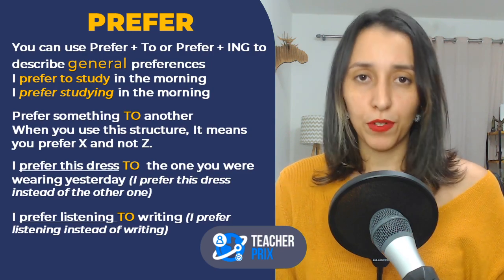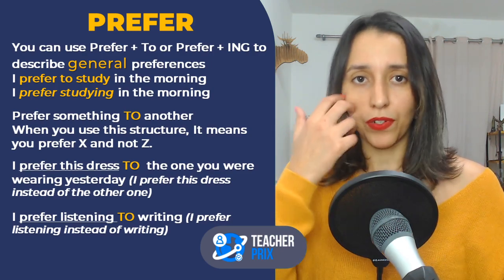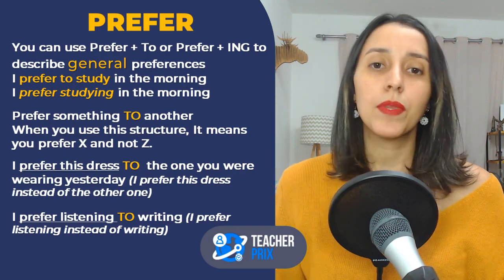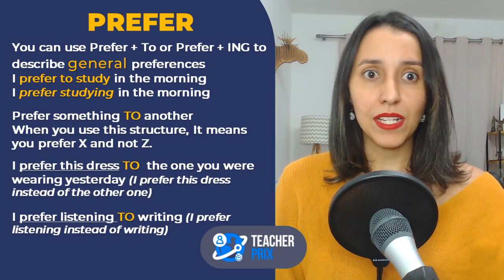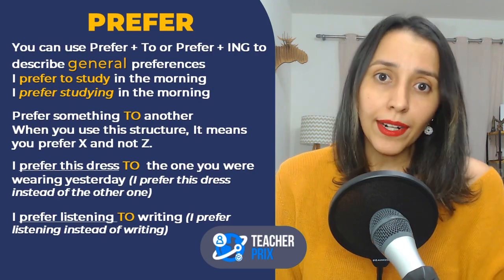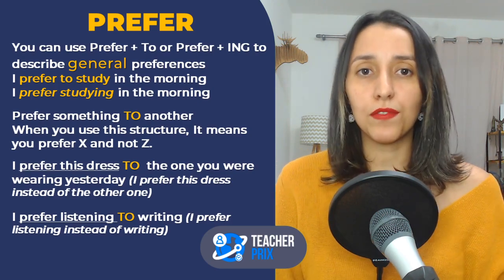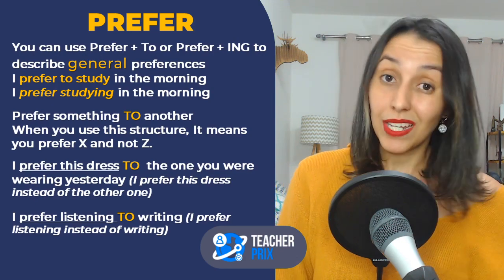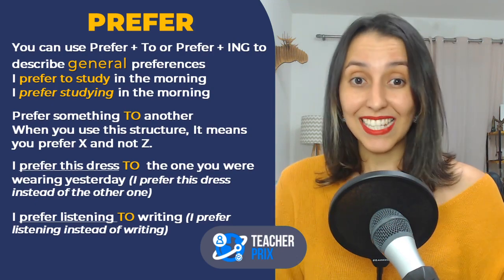I can use prefer, just the verb prefer. I prefer, you prefer, he, she prefers, plus to, so the next verb will be in the infinitive form. Or I can use prefer plus the verb ing. I prefer to study, or I prefer studying.